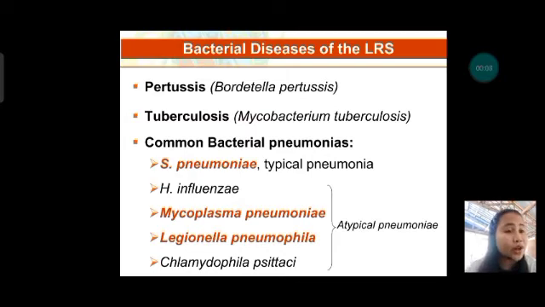These are the bacterial diseases of the lower respiratory system. First is pertussis from Bordetella pertussis, tuberculosis with the pathogen Mycobacterium tuberculosis, and the common bacterial pneumonias: Streptococcus pneumoniae, which causes typical pneumonia, and the atypical pneumonias: Haemophilus influenzae, Mycoplasma pneumoniae, Legionella pneumophila, and Chlamydophila psittaci.